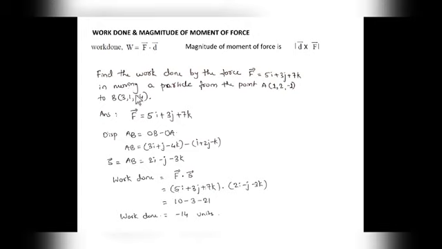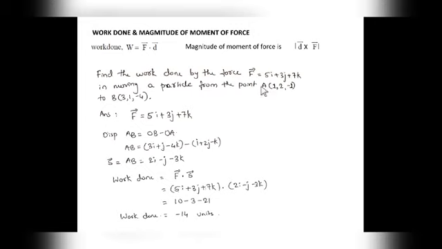Now let's understand this concept using some examples. Find the work done by the force F vector equal to 5i plus 3j plus 7k in moving a particle from the point A (1, 2, -1) to the point B (3, 1, -4). Now the answer. What are they given? They are given the force F vector, that is 5i plus 3j plus 7k, and we have to find out the displacement using these 2 points.